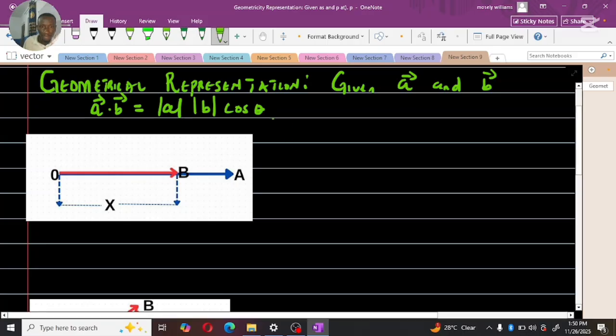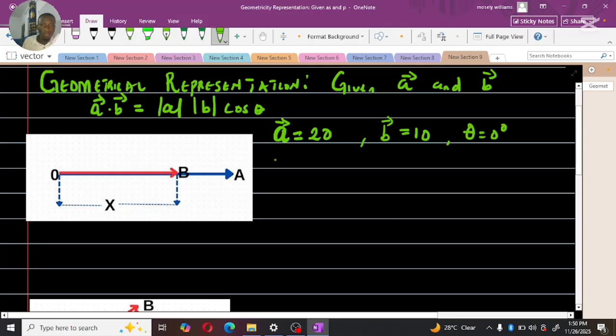So let's see. Let's say our vector A, let's assume the magnitude is 20. Let's assume vector B, the magnitude is 10. And for this case, theta is 0.